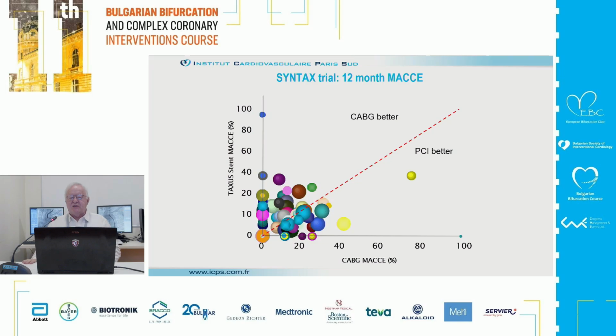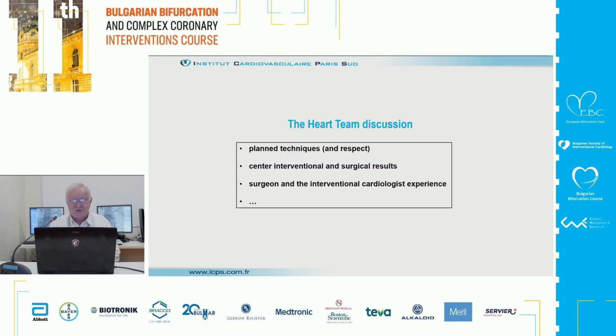And you have to remember that in a center, the surgeon can be better than the interventional cardiologists, or on the contrary, so you have to also take into account in your center what are the results of both teams. This is from SYNTAX, and our place in Massy is exactly here in the middle. So good surgeon, good interventional cardiologist. So the heart team discussion is certainly to plan techniques in surgery and PCI and to respect them.